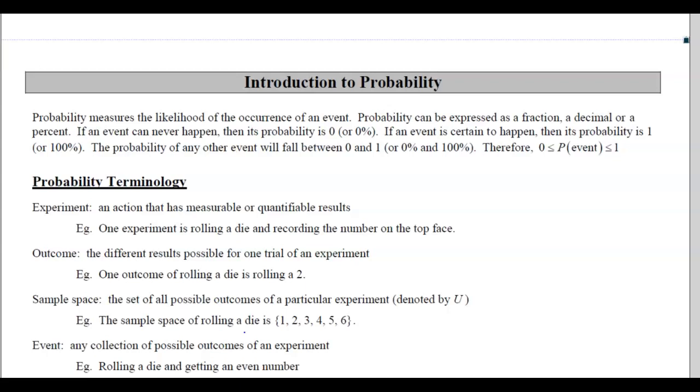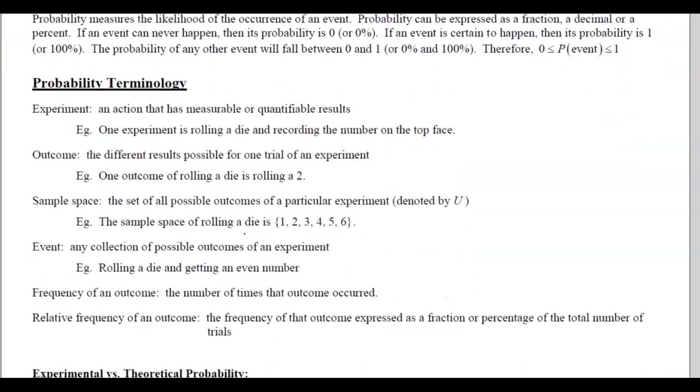Sample space, that's a set of all possible outcomes of a particular experiment. Often we call it U. So the sample space of rolling a die is 1, 2, 3, 4, 5, 6. Each specific one is one of the outcomes. An event, any collection of possible outcomes of an experiment. So rolling a die and getting an even number, okay, that's the event of the experiment. What you're looking for in that experiment.